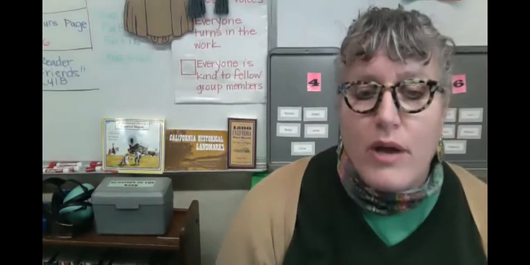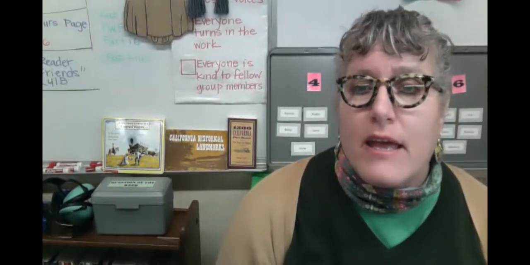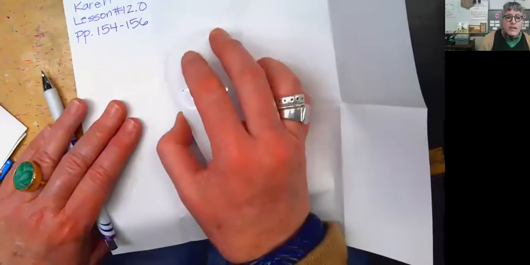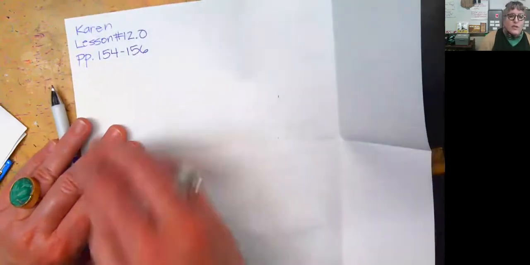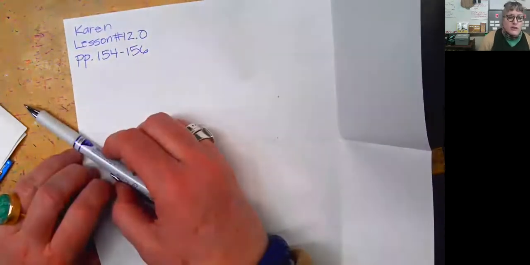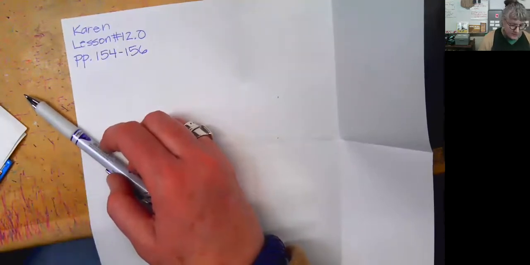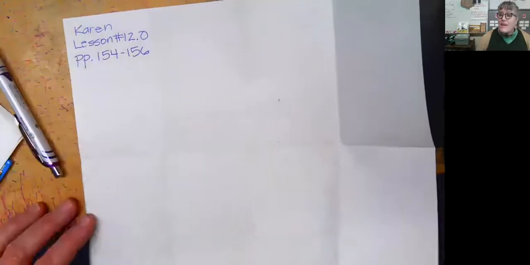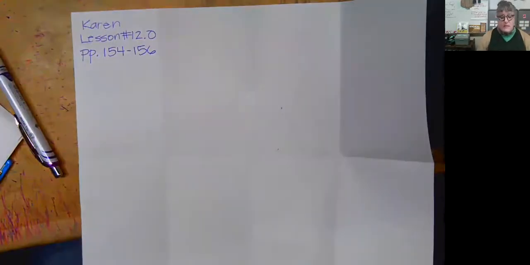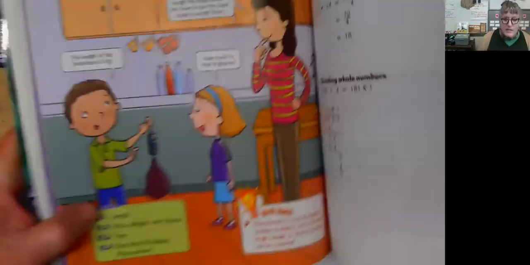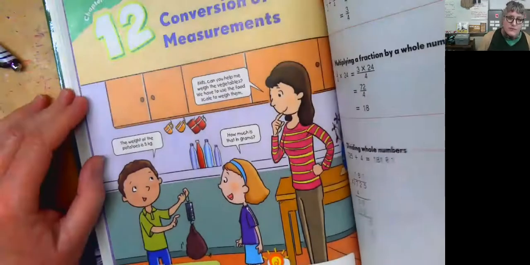So I'm going to share my screen. I already set up my paper. We're doing lesson 12.0 and we're going to go from page 154 to 156. Now, they're going to ask us to practice some things, and the reason why they want us to practice is because these are all the skills that you use when you're converting measurement. So let's look at our page right here.